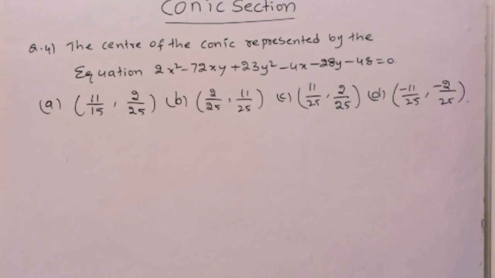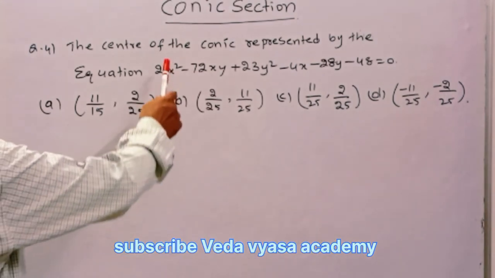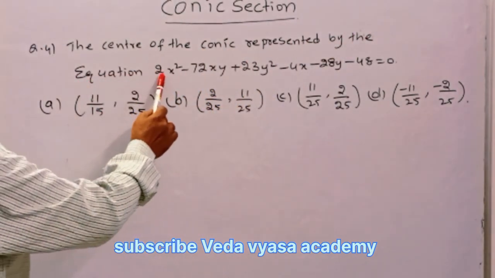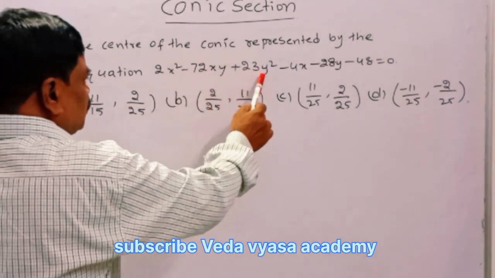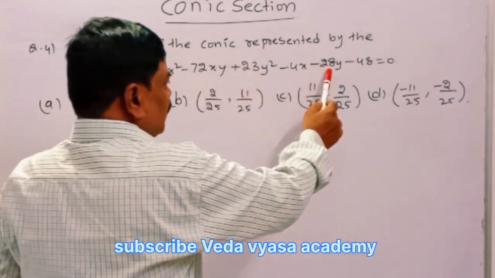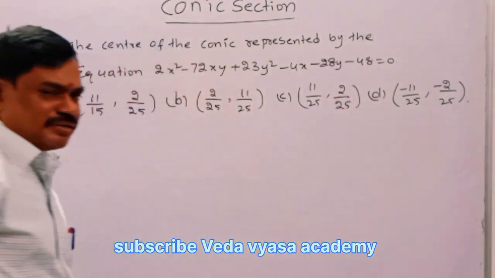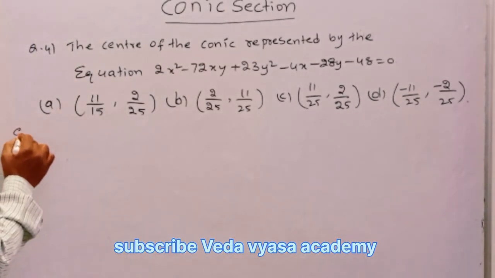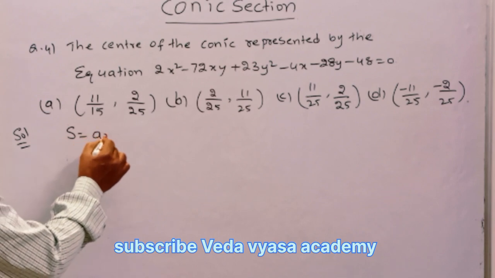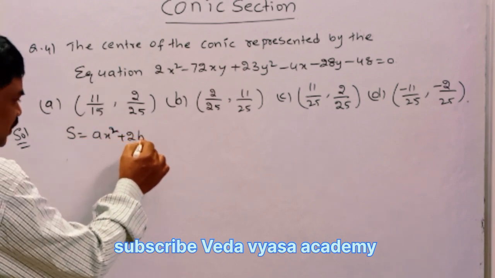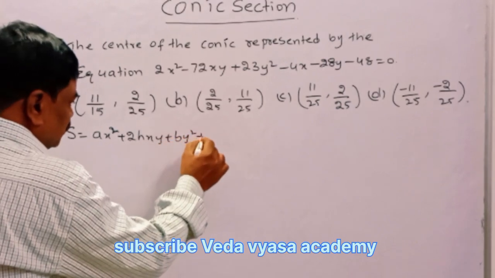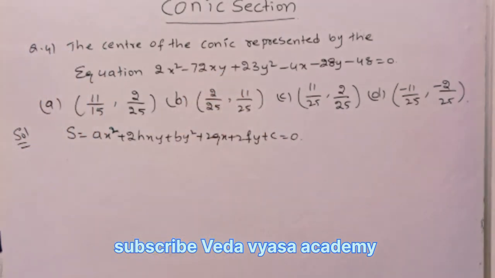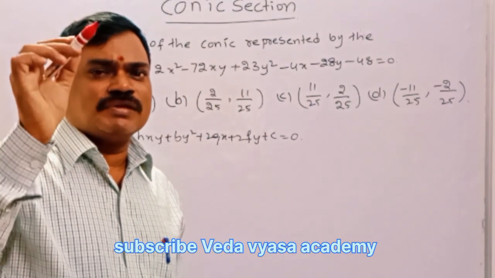One more problem on conic section. The center of the conic represented by the equation 2x square minus 72xy plus 23y square minus 4x minus 28y minus 48 is equal to 0. These are the options given. So here you write S is equal to ax square plus 2hxy plus by square plus 2gx plus 2fy plus c is equal to 0, the general equation of the conic section.